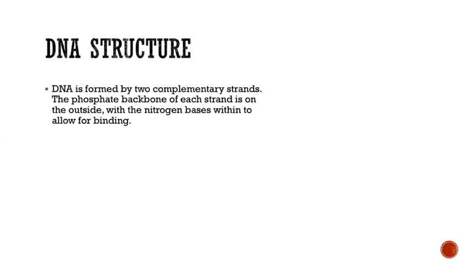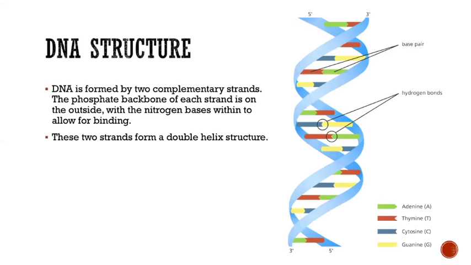So the structure of DNA, you may know this from the discovery by Watson and Crick, which was stolen from Rosalind Franklin, but that's a whole different lecture. DNA is formed by two complementary strands. The phosphate backbone on each strand is found on the outside with nitrogen bases found within to allow for binding. These two strands form what's called a double helix structure. You can see there's one helix strand here and then another one here.